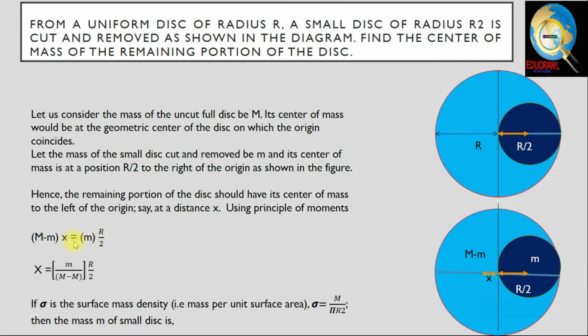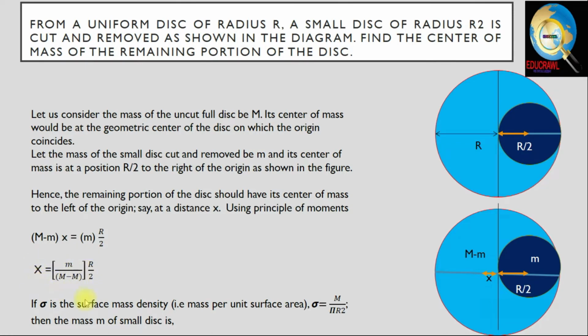Here we need to find the center of mass of the remaining portion, that is, the x value. From this equation, if you rearrange, you get x is equal to m divided by (M minus m) into r by 2. So we need to substitute all these values in this equation to find the value of x.